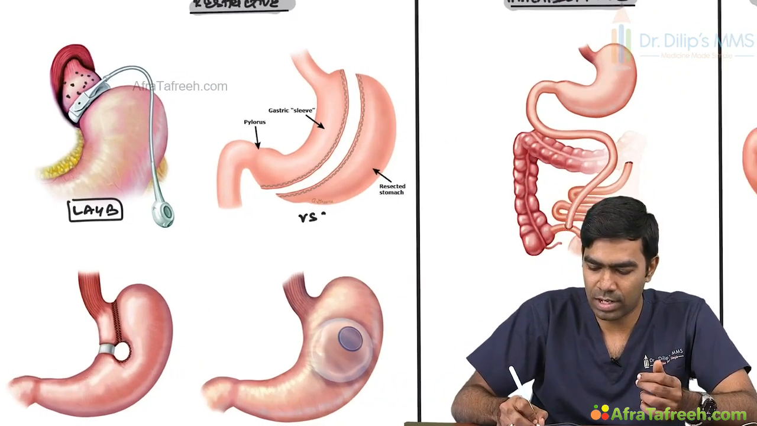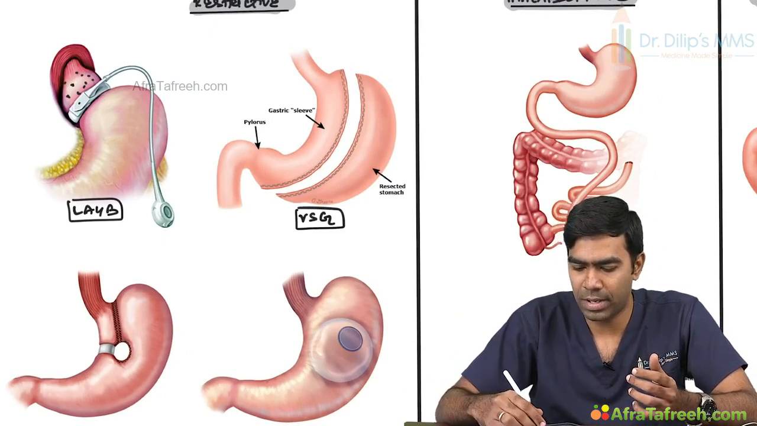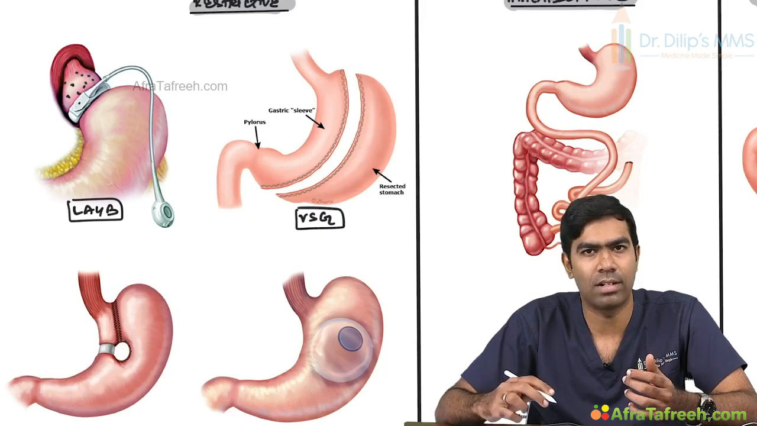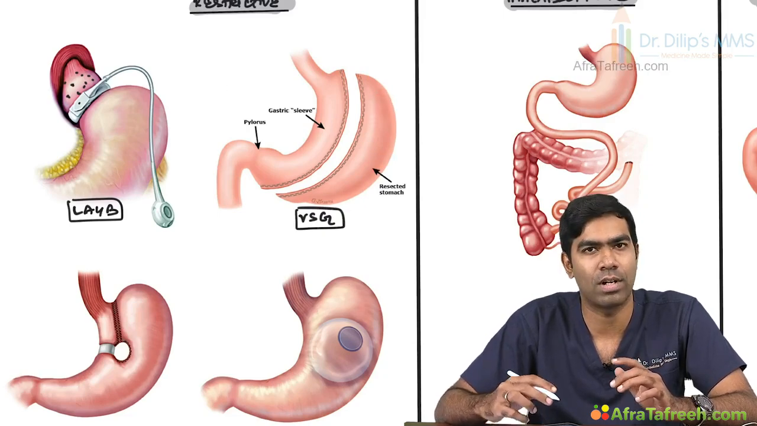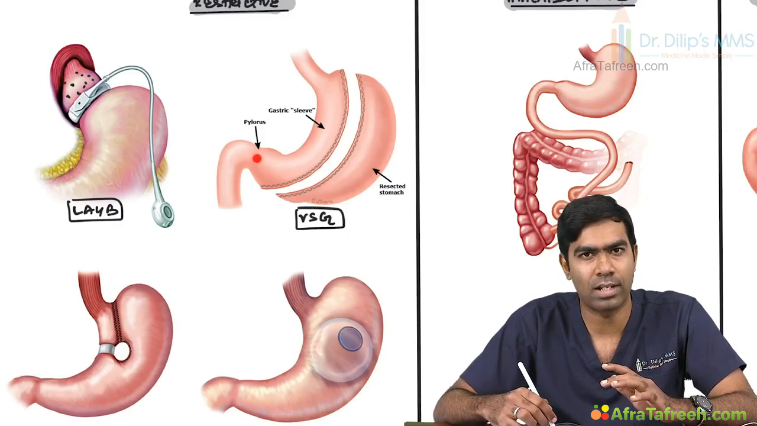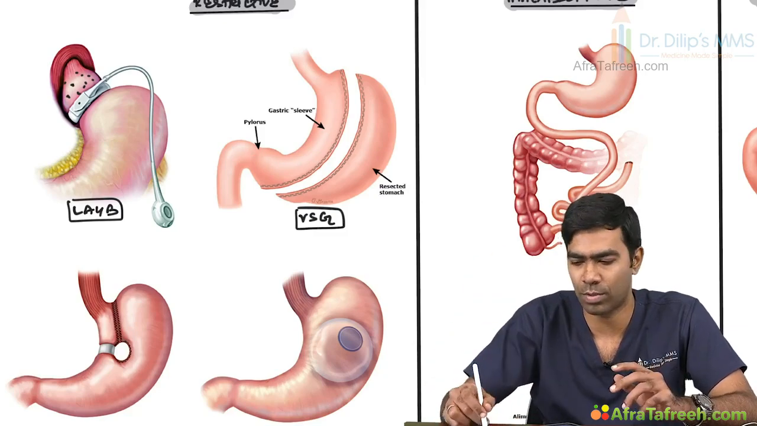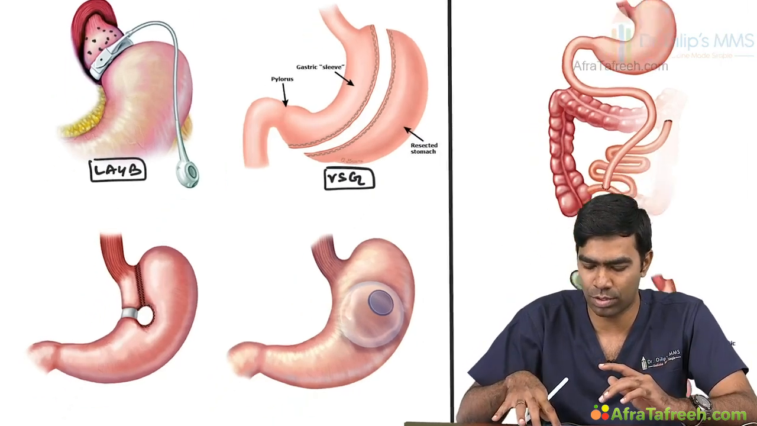And the next one is the vertical sleeve gastrectomy, where a major part of the stomach will be resected. It's a simple procedure, and you're going to especially remove this part of the stomach along the greater curvature. The majority of the body of the stomach will be removed, and you're going to keep only the lesser curvature and the pylorus, which results in the formation of a tubular kind of stomach. So that's going to restrict your food intake again. Again, it's a purely restrictive procedure.